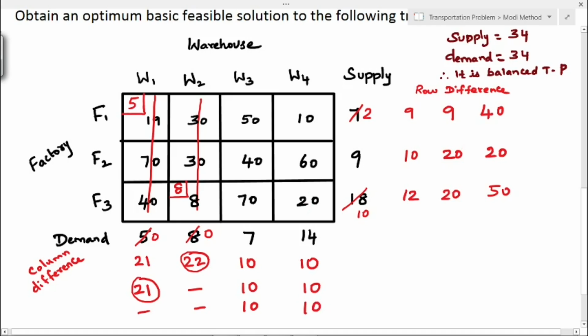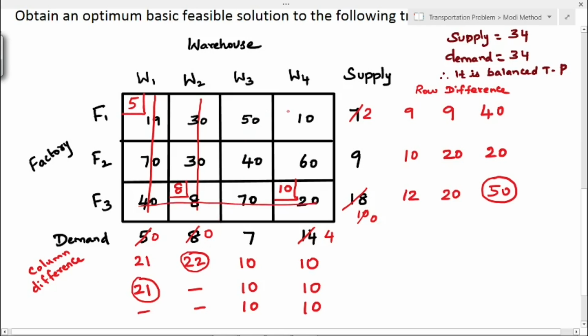So the largest penalty is here: 40, 20, 50, and column difference is 10 and 10. So the largest one is 50. This value. So this 50 corresponds to the F3 row. In that row we have only 2 values, 70 and 20. The least value is 20. So our next allocation is at this place. So the corresponding demand is 14 and the corresponding supply is 10. So the least value is 10. So 10 minus 10 will become 0 and 14 minus 10 will become 4. So this supply value is 0. So we have to cancel the corresponding row.